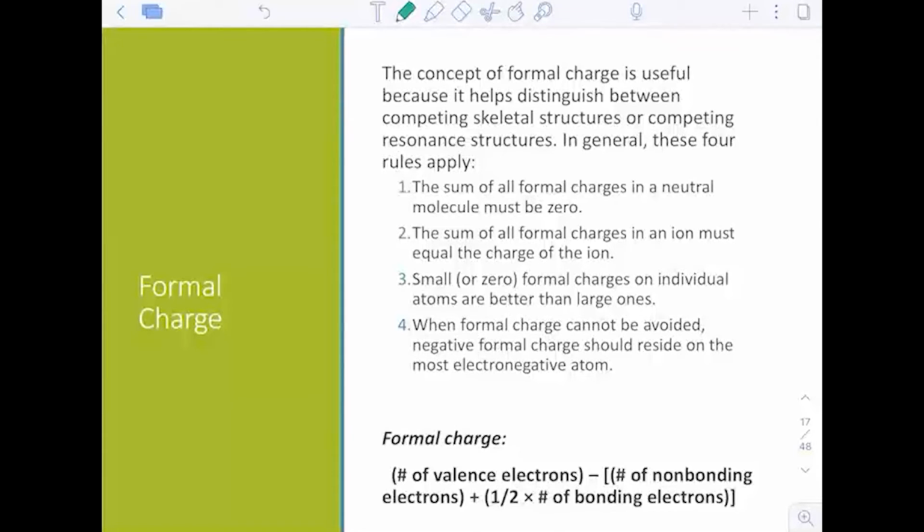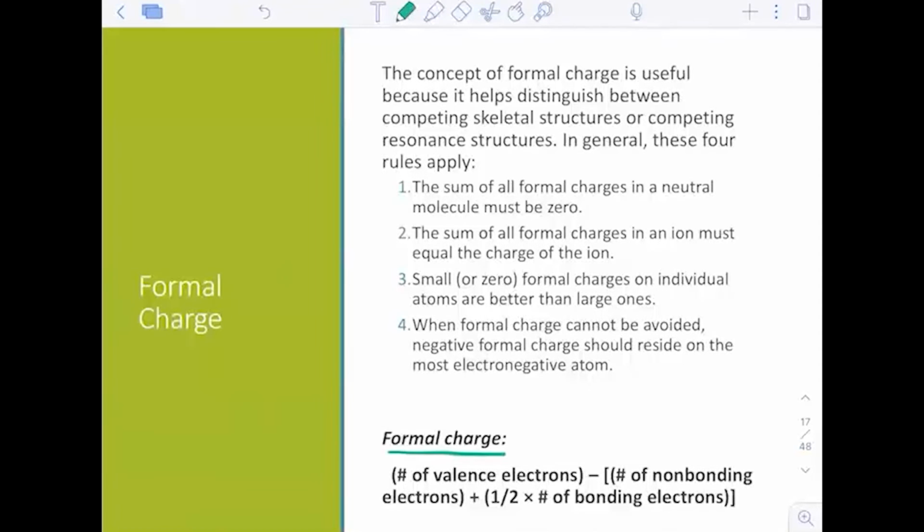So that's number 2. If we have an ion, a polyatomic ion is what we're going to see in our examples, the sum of all the formal charges of the ion must be equal to the overall charge of the ion itself. Number 3: small or 0 formal charges are better than large ones. Zeros and +1s or -1s are better than +2s or +3s. Number 4: when a formal charge cannot be avoided, the negative formal charge should reside on the most electronegative atom. And that's what we'll be able to say in resonance structures. Can we start to distinguish differences?